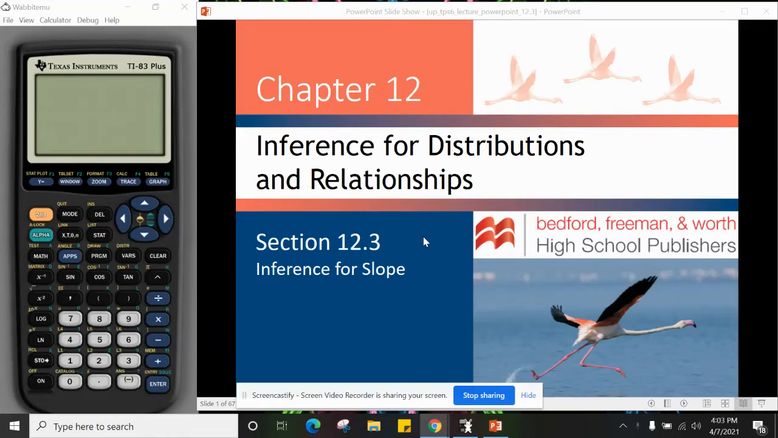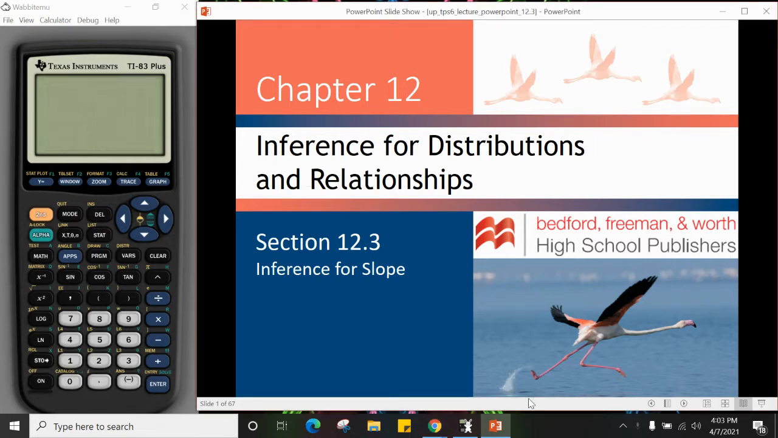All right, section 12.3 today, people. Last section of the chapter and the book. So, congrats on getting it all the way. We're gonna be looking at inference for slope today.